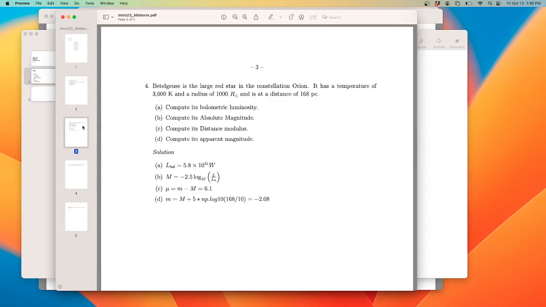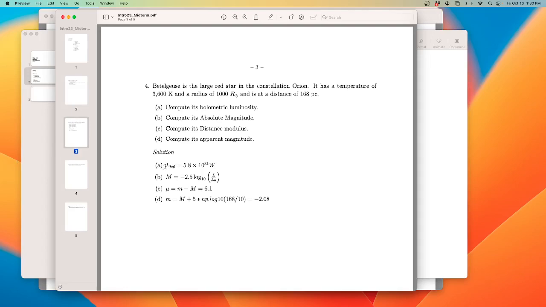Okay, let's do some just basic astronomy. Betelgeuse is a large red star that we hope to blow up sometime in our lifetime, but we know we're not going to get that lucky. It has a temperature of 3,600 Kelvin and a radius of 1,000 solar radii, and it is a distance of 168 parsecs. This is pretty straightforward. It's a problem just like one you did in the homework.